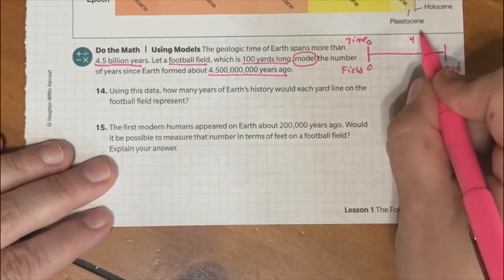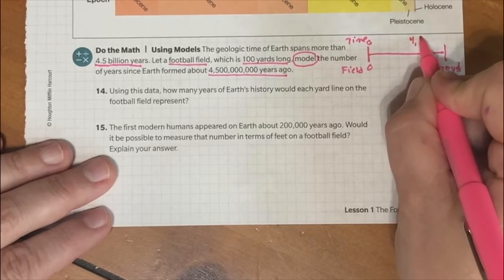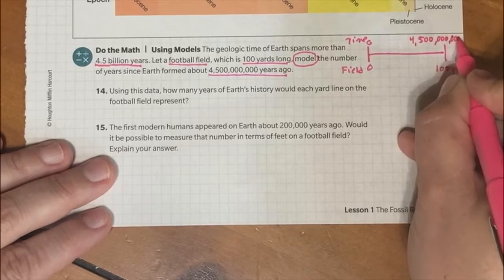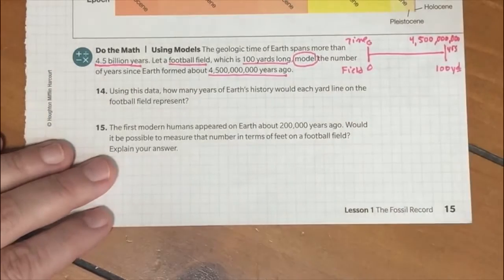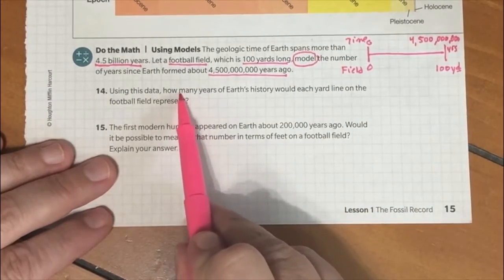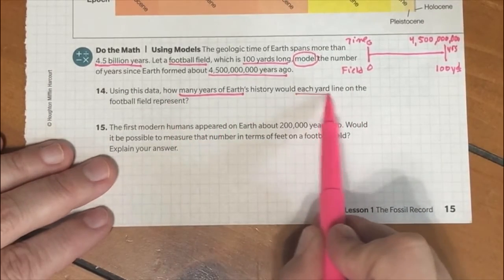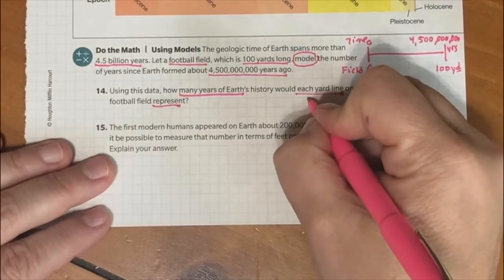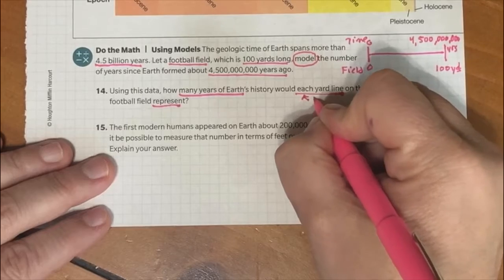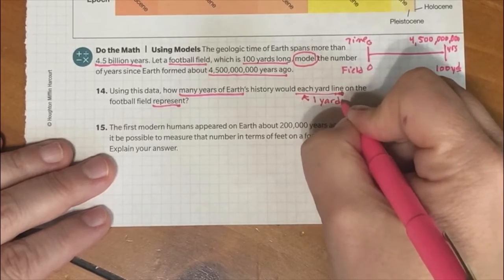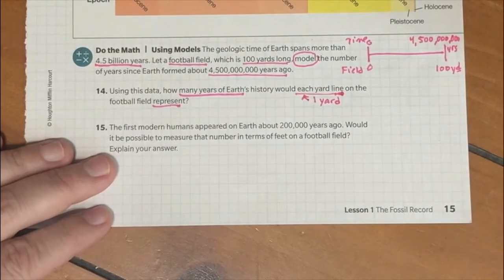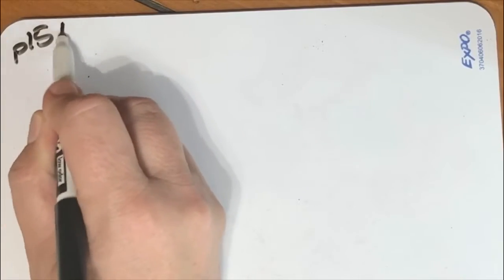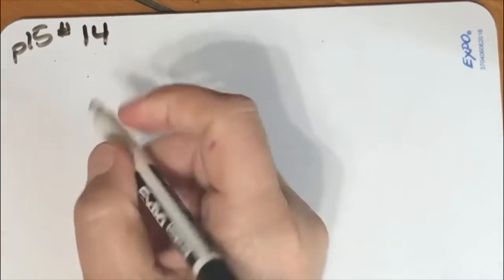And then we're going to put the whole time span of Earth, which is 4.5 billion years. Right, so we're going to use that as our beginning model. And then we're going to use this data and figure out how much each yard line on the football field would represent. So each yard line, that means how many years would 1 yard line represent? So we're going to set up a ratio. So this is for number 14.